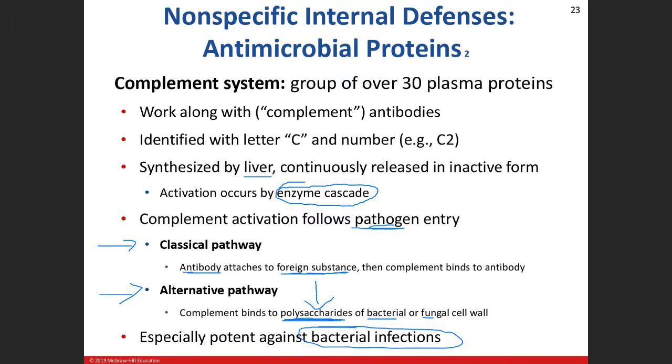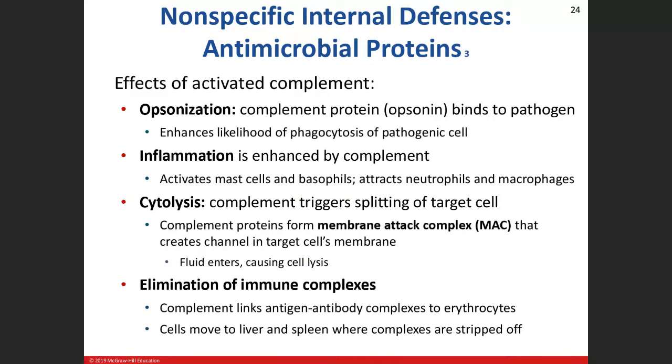And so there's 4 different processes that this complement pathway will undergo. Okay? I'm going to show you each. You know my thing. I'll show you one. I'm going to show you a picture of it. So you go back and forth to gain a better understanding. So the 4 effects are opsonization, inflammation, cytolysis, and then elimination of immune complexes.